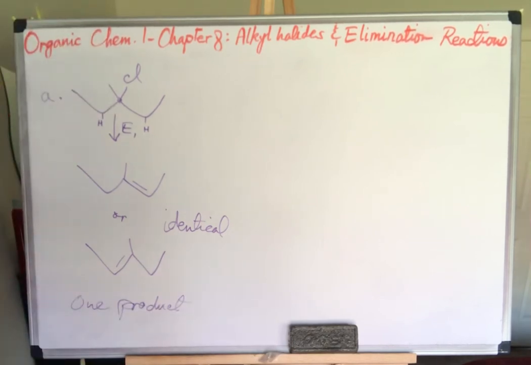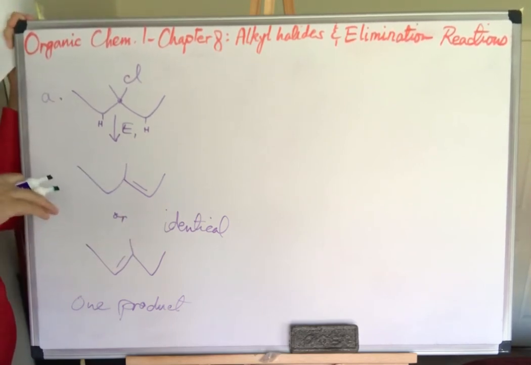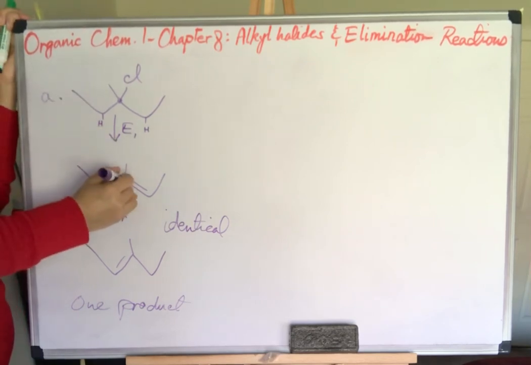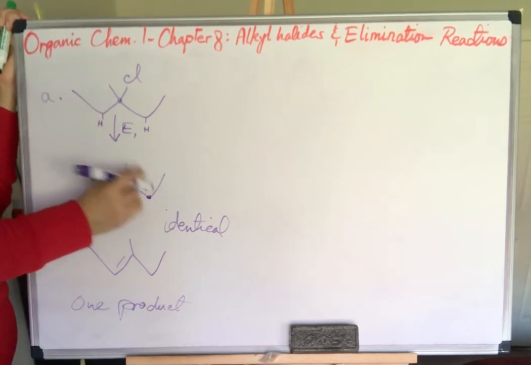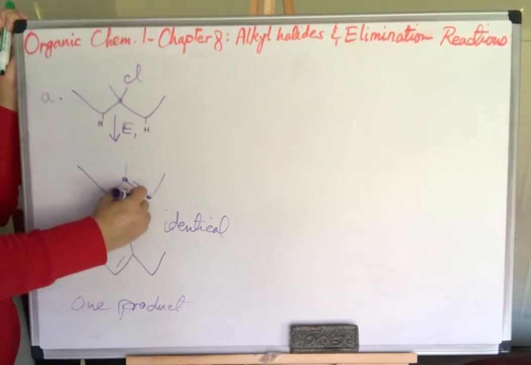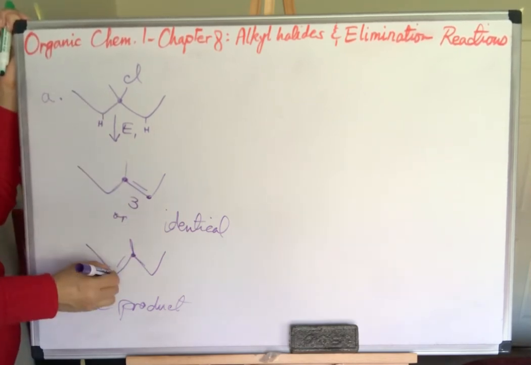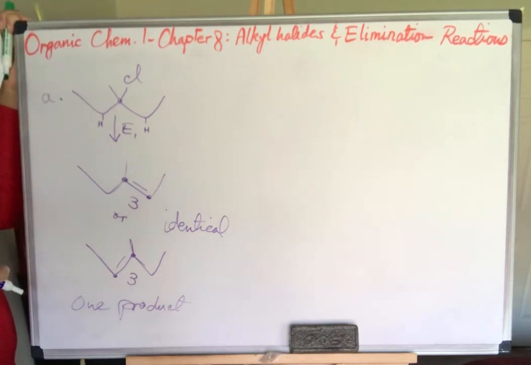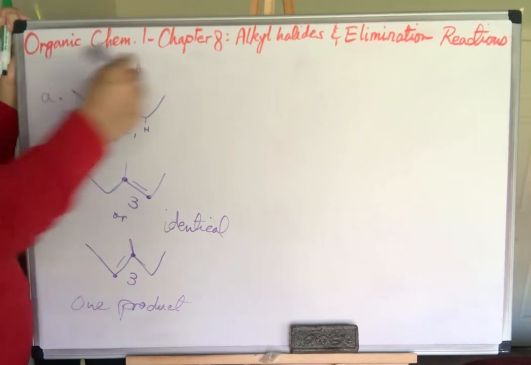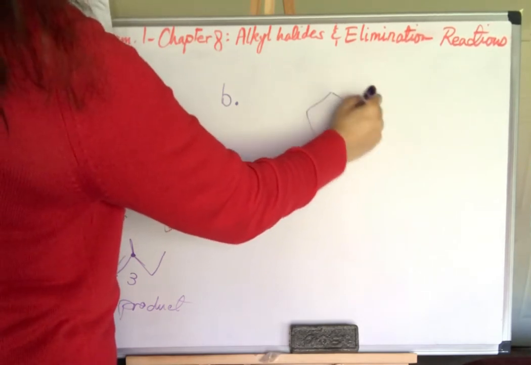Why do we say it's the same? First, from the name. Second, right now we are not very good at naming alkenes, so we go by the substituents. Look at this. 1, 2, 3 substituents. And here we have 1, 2, and 3 substituents. So the number of substituents are the same. Both of them are cis, so they're identical and one product. But for B, look what happens.